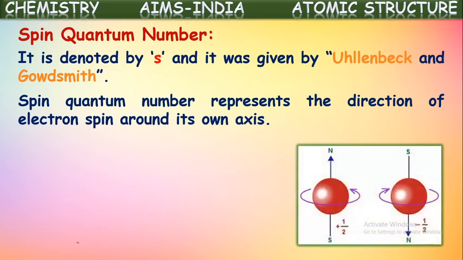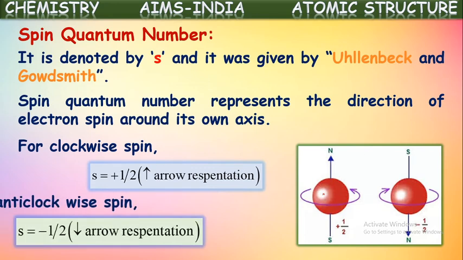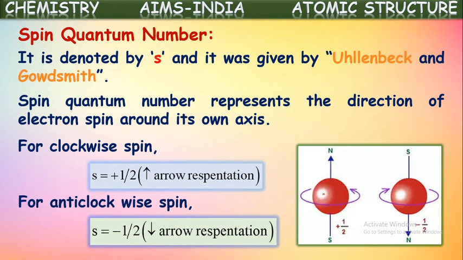So in this way, two types of self-rotations are possible. One is the clockwise spin, the other one is anti-clockwise spin. For the clockwise spin, S value is given as plus half. In the diagrammatic representation, this is represented by an upward arrow mark. For the anti-clockwise spin, the spin quantum number value is given as minus half. In the diagrams, it is represented as a downward arrow mark.